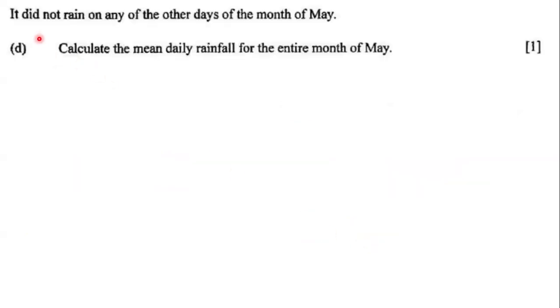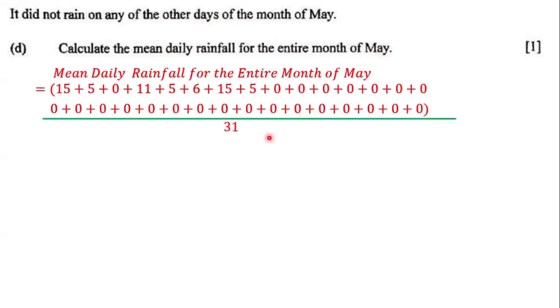Next, it says it did not rain on any of the other days of the month of May. Calculate the mean daily rainfall for the entire month of May. And so, indeed, the month of May has 31 days. And so in order for us to determine the mean daily rainfall for the entire month of May, we have to add up all of the amounts of rainfall for each of the 31 days, add them all up, and then divide that by 31.